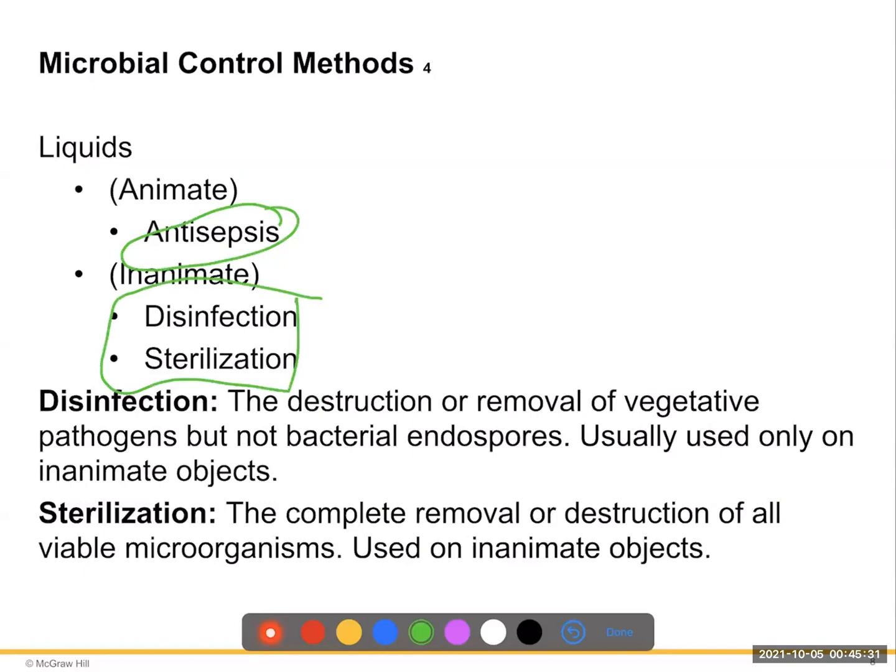So disinfection is the destruction of vegetative pathogens, but not bacterial endospores. If we disinfect, we kill the microbe, but we do not kill the endospores. Okay, it's used on things like desktops and cabinets. Sterilization is the complete destruction of all viable microorganisms. This kills the endospores. So disinfection gets rid of the microorganism, but not the endospores. Endospores are the toughest thing to get rid of.